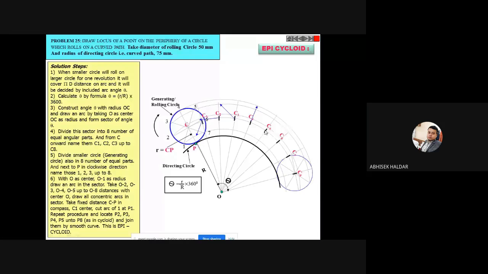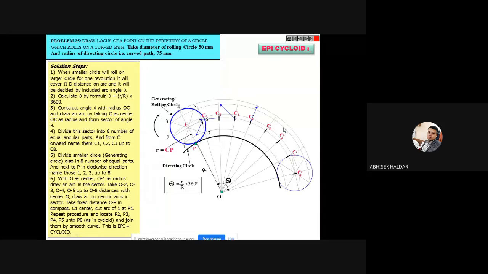From C5, which arc line should I cut? C1 cuts the first arc line, C2 the second, C3 the third, C4 the fourth, and C5 the fifth arc line. Fifth arc line means 3 and 5 is the same arc line. From this point C5, I can cut that CP length on the left side or on the right side.